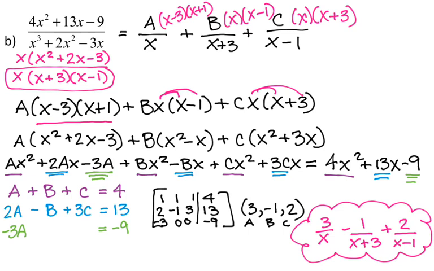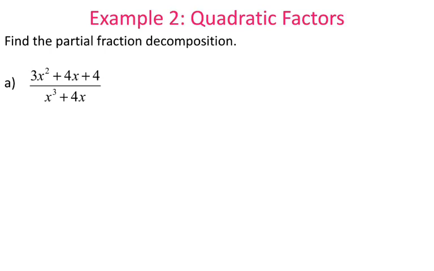All right, so that is when your denominators are linear factors. Now let's take a look at what happens when your denominators are quadratic factors. So here is our last example, quadratic factors with partial fraction decomposition. What happens with quadratic factors is there's one slight difference, which I will point out as we work through the problem. So again, I'm going to start by factoring out my denominator.